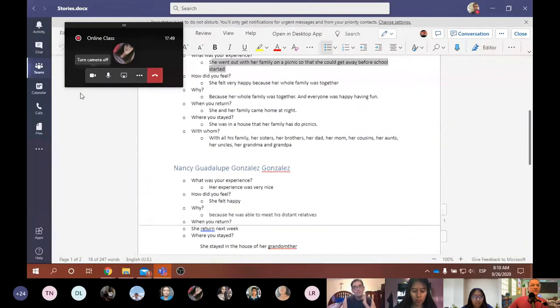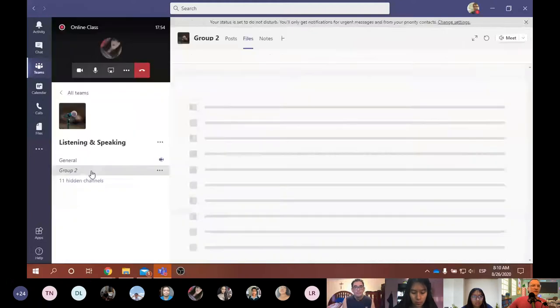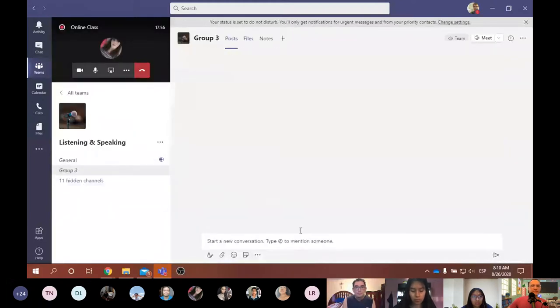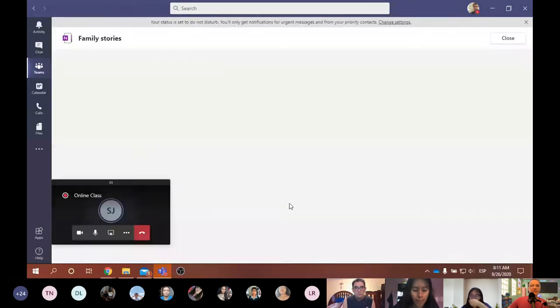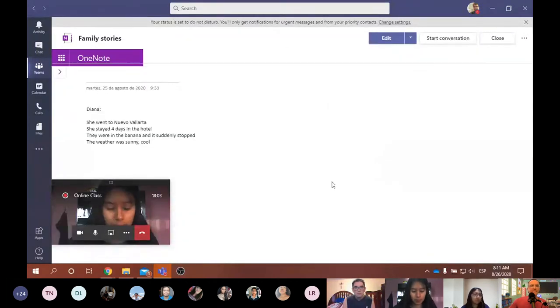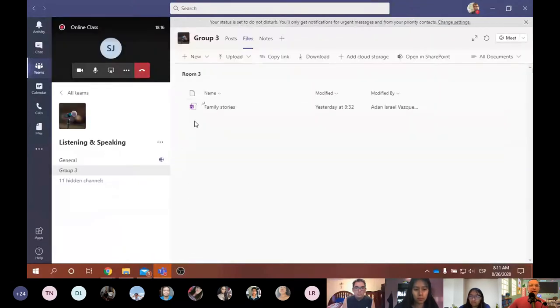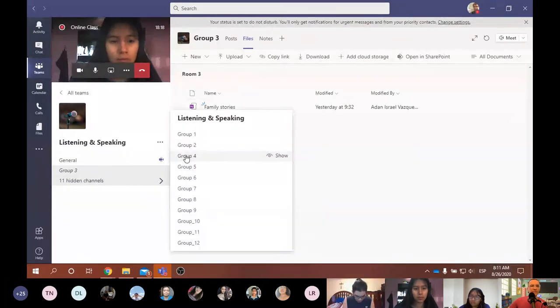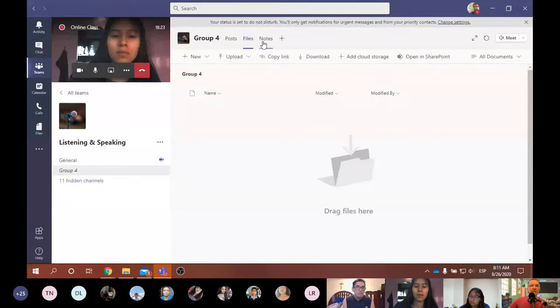All right, very good. Let's look at another example. Again, jump right in, guys, if you have any questions. Going to files, family stories. Okay, so they're using OneNote. They've got a good start here today. They can go in and expand on this information. I suggest using an outline, como un esquema, para organizar sus ideas.